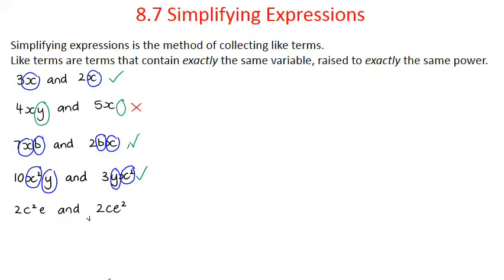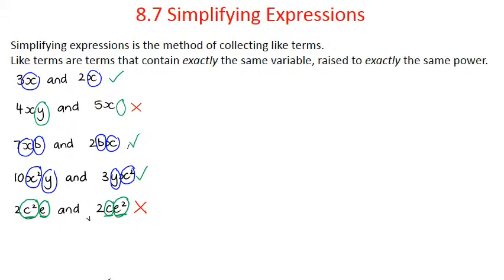And the last one, 2c squared e and 2ce squared. So what we see is we've got c squared here, but only a c here. And we've got an e in this one, but an e squared in this one. So although they're the same letters, they're not raised to the same power. You'd have to have c squared and e, or the other way around. They have to match exactly. So this one is not, they're not like terms.